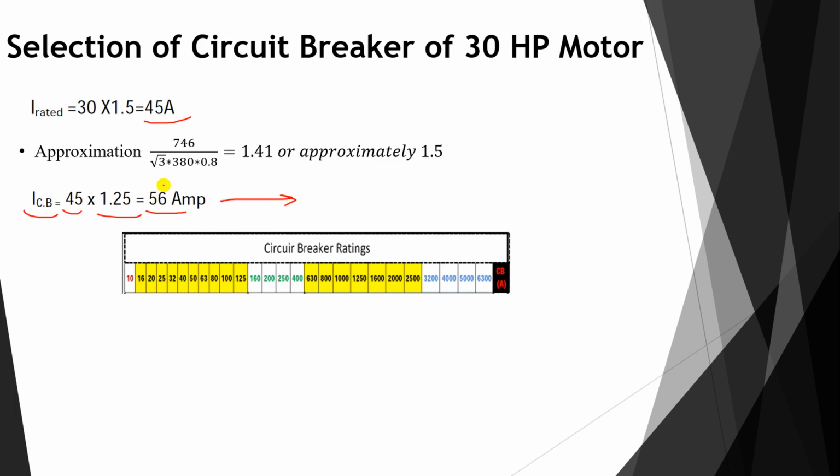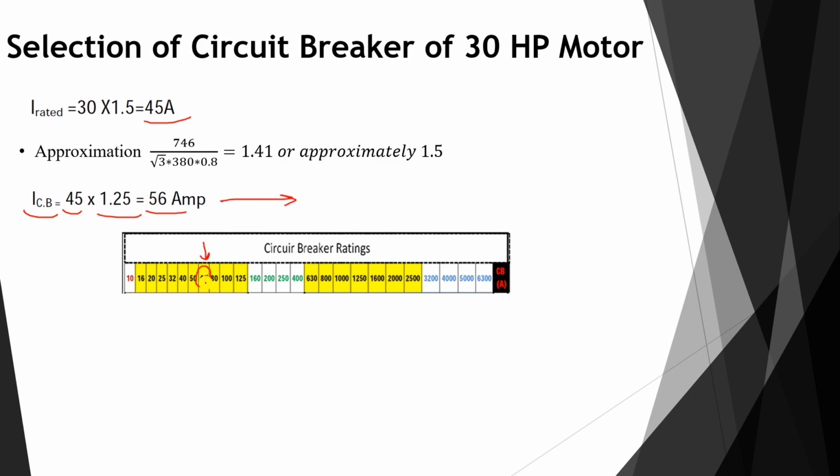You can see 56 amperes. This is all of the circuit breakers rating. Here I'm talking about the molded case circuit breaker and the miniature circuit breaker. So for 56, the closest value is 50 ampere, which is not enough. However, 63 ampere is enough. So we are going to select the 63 ampere because it is the next higher one.